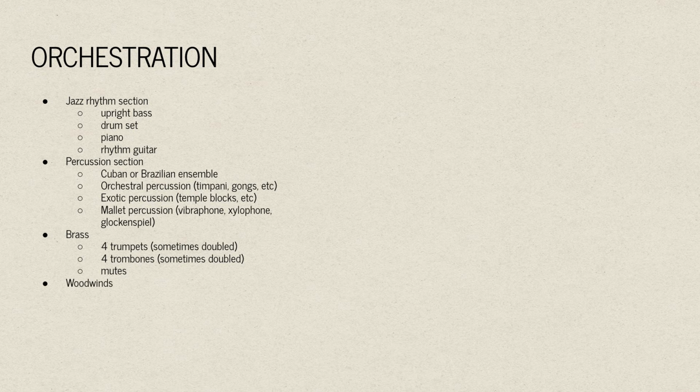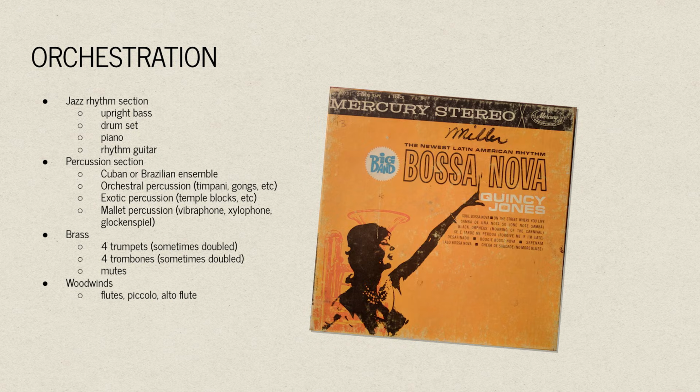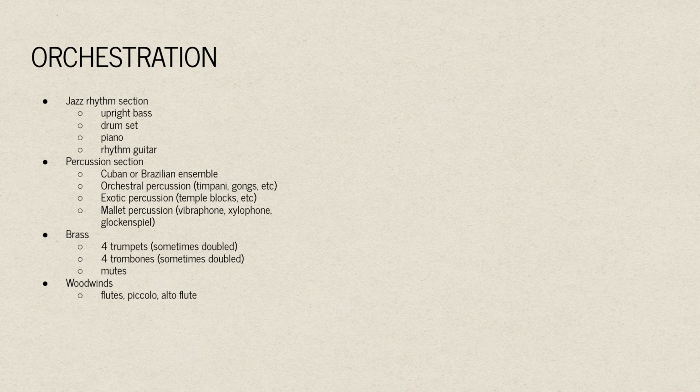In the woodwind section, we're talking about flutes, piccolo, alto flute. I really think about Quincy in that, with the big band bossa nova record. Then you'll hear oboe and English horn sometimes, clarinet and bass clarinet. Saxophones, yes, although it doesn't really come across as a true big band, and I don't hear saxophones as a standard instrument in this world.